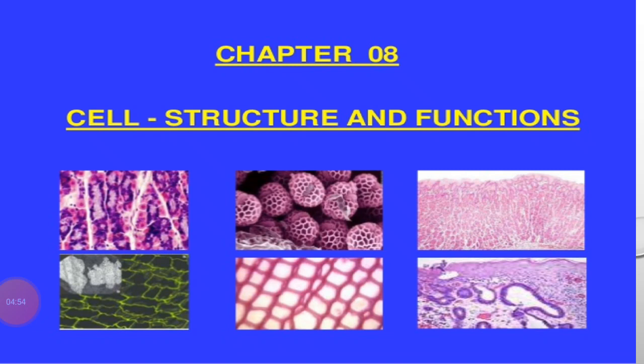Either the plants, animals or human beings, their basic structural unit is what? The basic structural unit is the cell. Means the plant, the animals and the human body are made up of a basic structural unit, and that structural unit is commonly known as the cell. So their body is made up of small structural units, and that small structural unit is mainly called what? Cell.